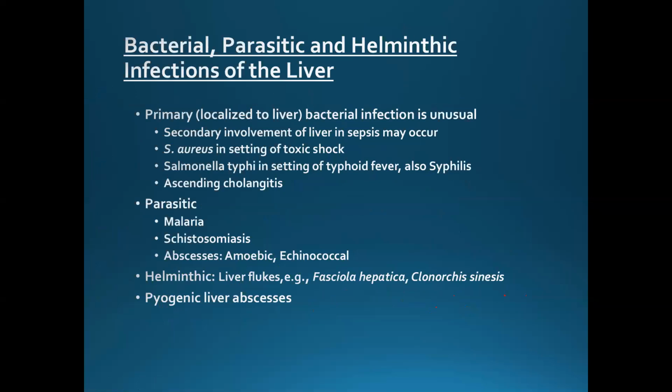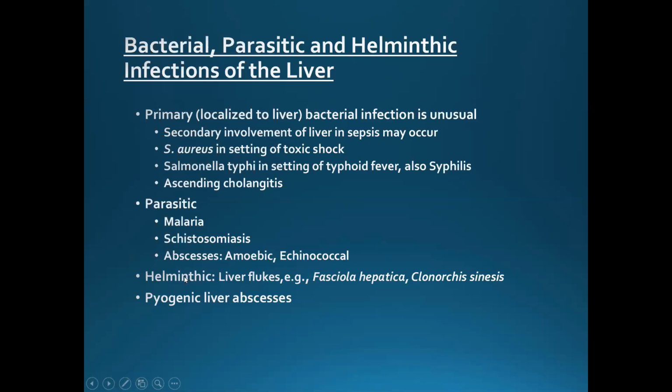There is also a group of conditions other than viral causes of hepatitis, including bacterial, parasitic, and helminthic infections of the liver. Where could it come from? It could come from a sepsis focus. It could come from the GI tract, in the form of salmonella. It could result from obstruction of the bile duct, resulting in ascending cholangitis. Parasitic causes include malaria, schistosomiasis, amoeba, and echinococcal granulosus.